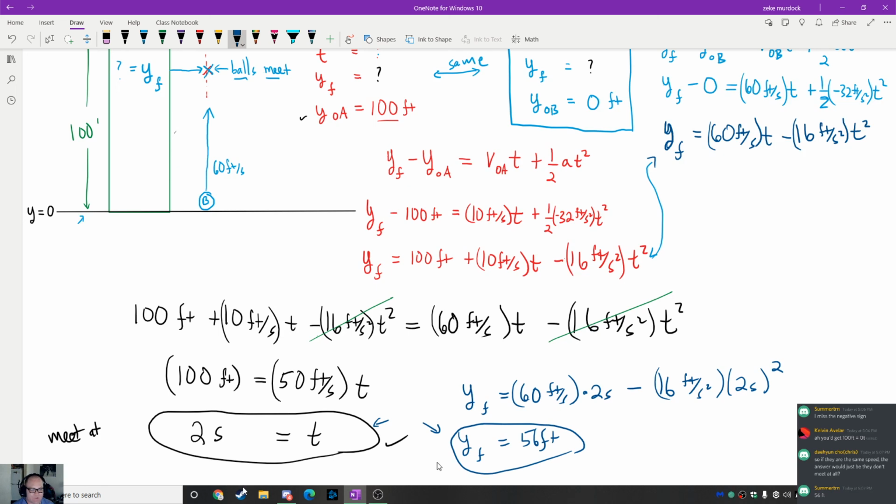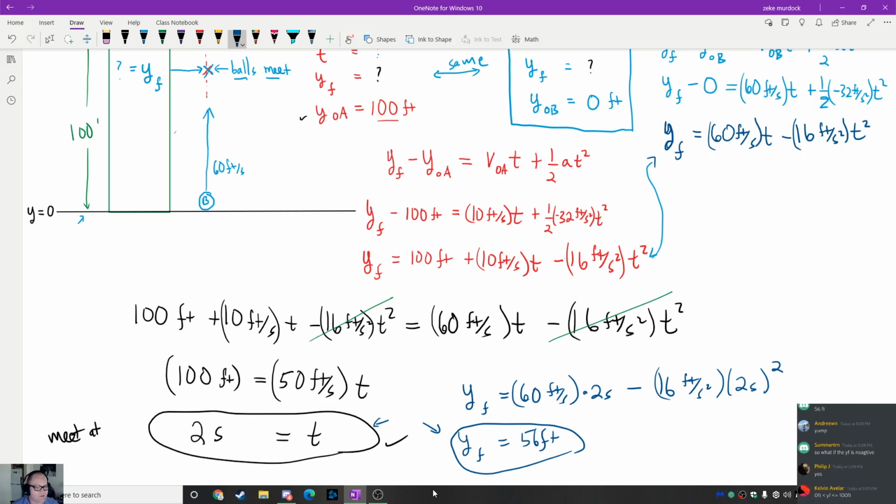Okay. So does everyone agree that you get 56 feet? 120 minus 64. Yeah, that sounds right. Okay, great. We're at 5:09. I don't want to keep you all any longer. If y final had been negative, Summer, then that would mean that they would hit the ground before they meet each other. That's what it would mean. So they basically would both hit the ground before they meet each other.